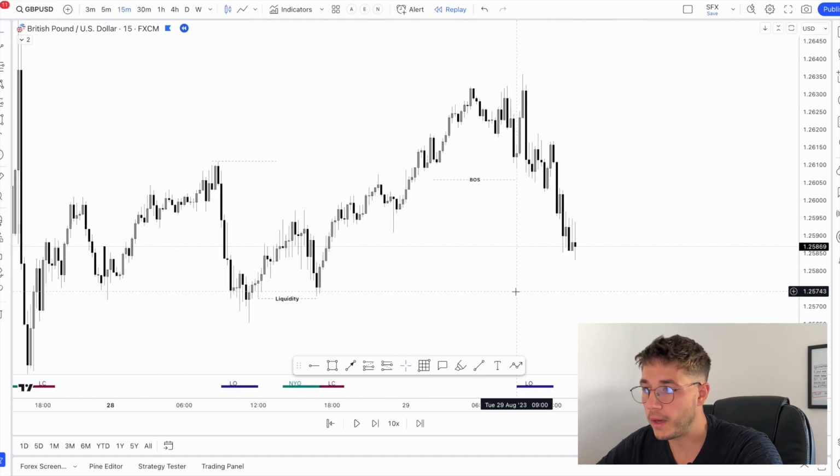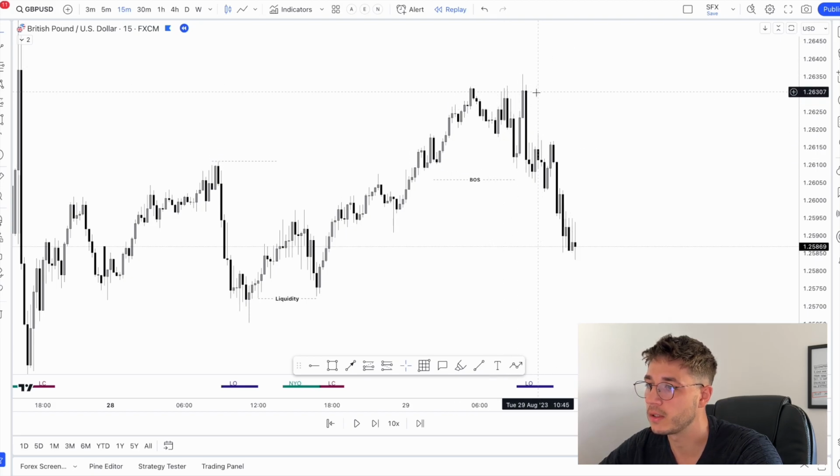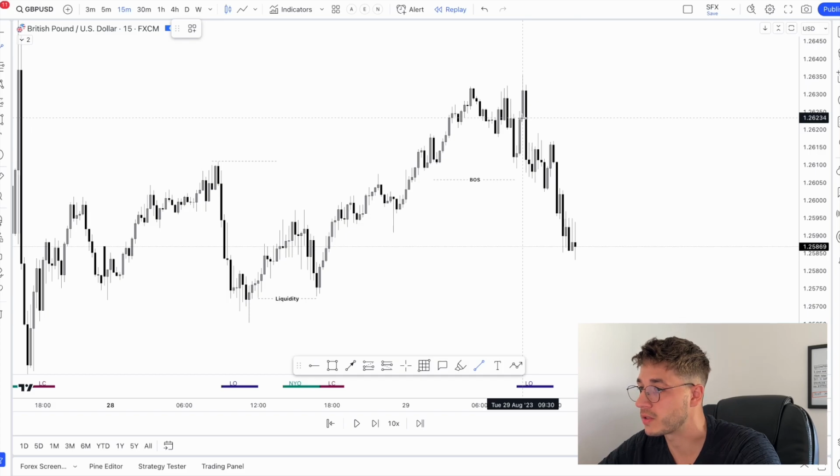Now, where can we go in? Given the fact that this impulse move broke the structure and broke the previous low, we always have to look at the beginning of the impulse move. So the beginning of the impulse move is here, at the very top. Now this is the order block, because this is the last up candle prior to the sell-off, and this is the order block where my entry is going to be.